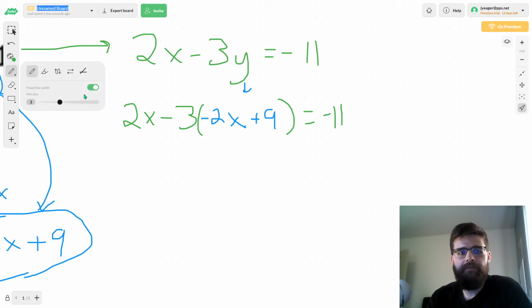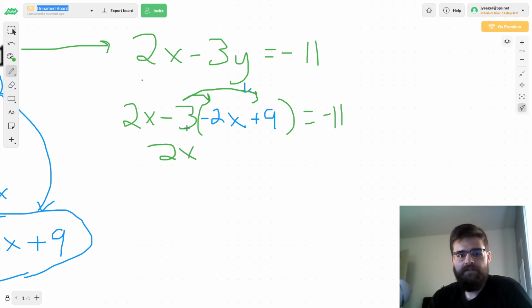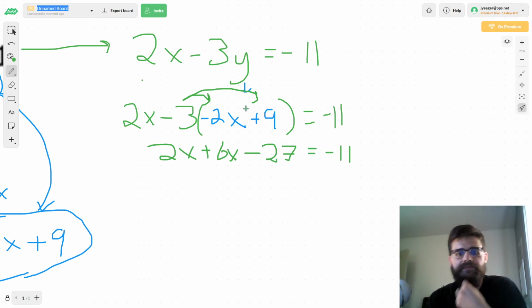So I got 2x minus 3 times all this. Again, we start by distributing. I distribute that negative 3. Negative 3 times negative 2x becomes positive 6x. Negative 3 times positive 9 becomes negative 27. And then we have equals negative 11. Let's do some cleanup. 2x and 6x makes 8x. Write everything else.